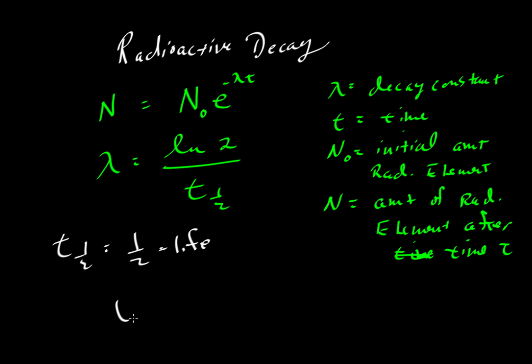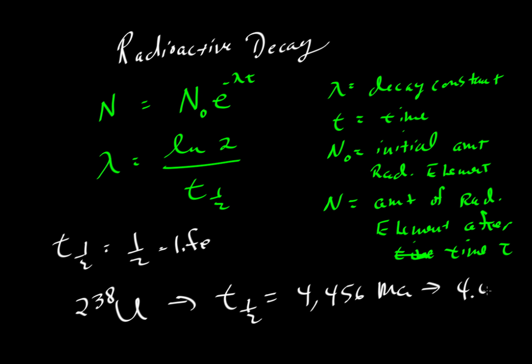Let's take an example. If we have uranium-238, its half-life, its t sub 1 half, is equal to about 4,456 million years, at least according to some experiments done at the Lawrence Livermore National Laboratory. And so Ma is mega annums. That's one way of measuring time, and we could also write this as 4.456 Ga, or gigaannums, for billions of years. These two things are equal, so we'll just write them either way.